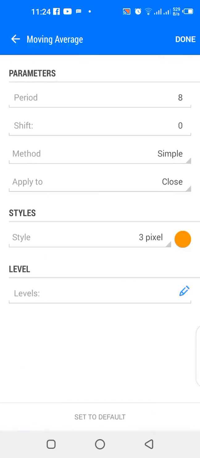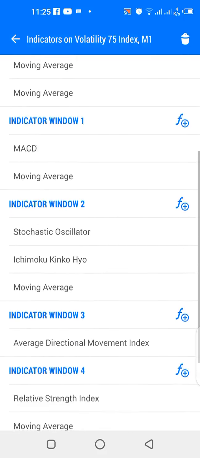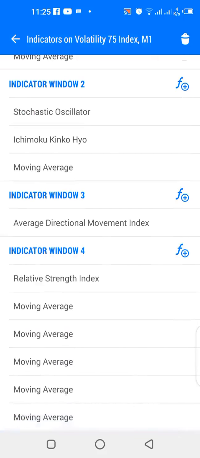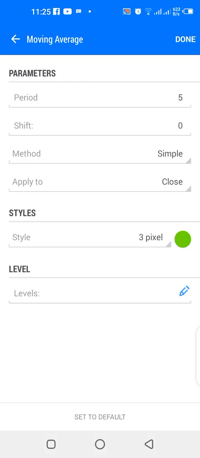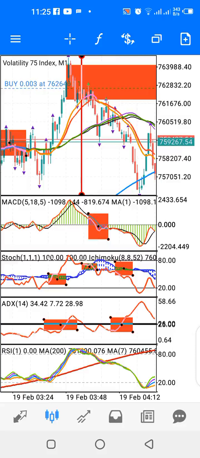Then the fourth one, we have 8 period simple moving average, apply to close, shift is 0, and the color is orange. And finally, we have 5 period simple moving average, color is green, apply to close, and the shift is 0. Now let's look at how the settings work, how it works.